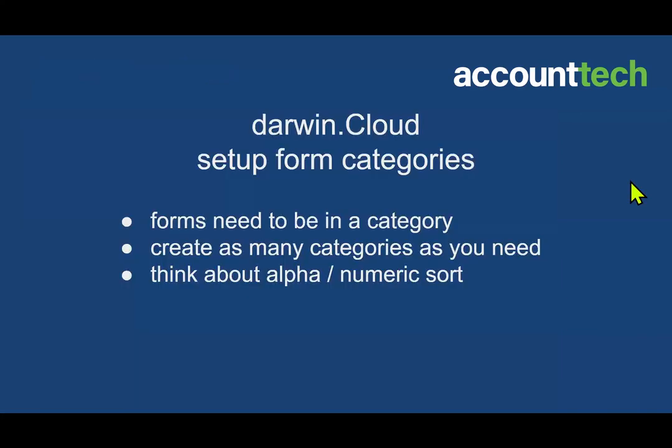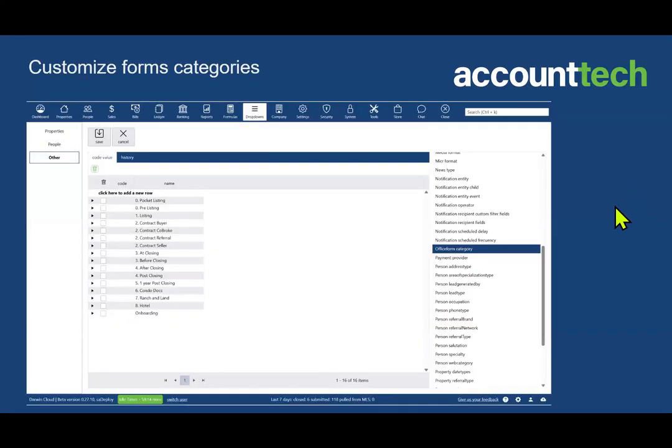So you'll be stopped by that. And let's move on and go over how you set up categories. I'm sure lots of you guys have used the drop-down menu to customize Darwin, but in the drop-down menus, if you go to Other, not properties, not people, Other, there's a section of the drop-down called the Office Form category. And here you have a list of as many form categories as you want to have. You can have an unlimited number of them.